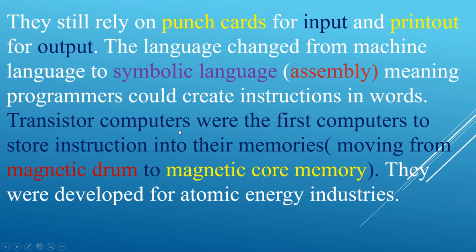Aside from that, transistor computers were the first computers to store information in their memory, moving from magnetic drum RAM to magnetic core memory. So the memory for second generation computers was magnetic core memory. Especially, these types of computers were developed for the atomic energy industries.